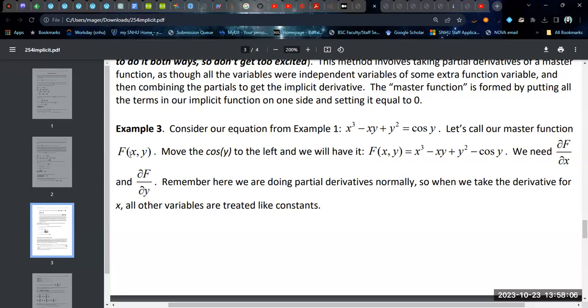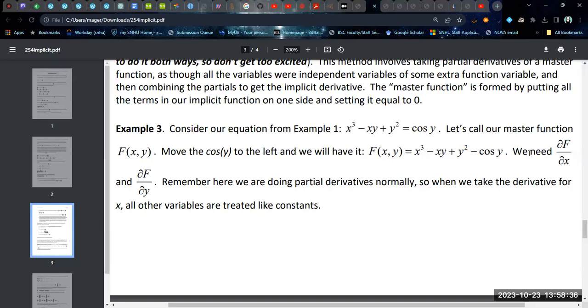Now, essentially what we're going to do, the idea here is we're going to make a function, an extra variable. We're going to call the function big F, and it's going to be a function of two variables. We're going to create it by putting all of our terms on one side of the equation so that it's equal to 0. And then our big F function will be all of those terms. So in our two-dimensional case where we had only two variables, I just moved the cosine y over to the other side. And so this becomes my function.